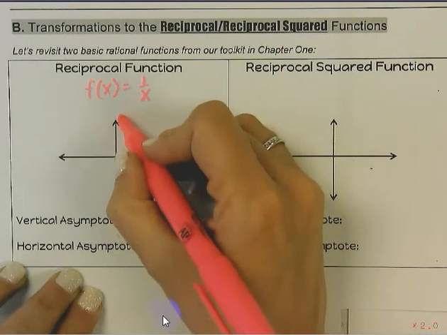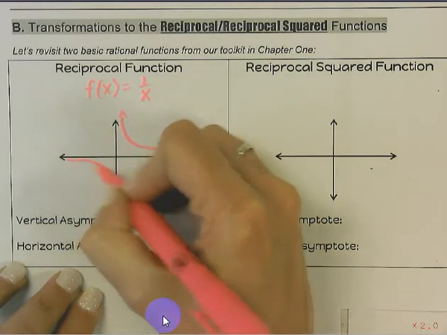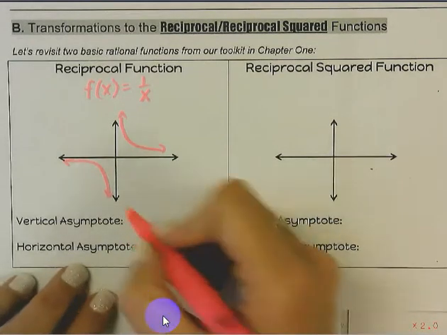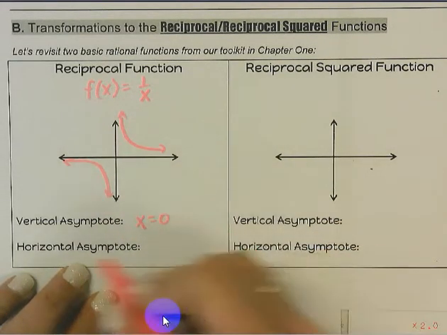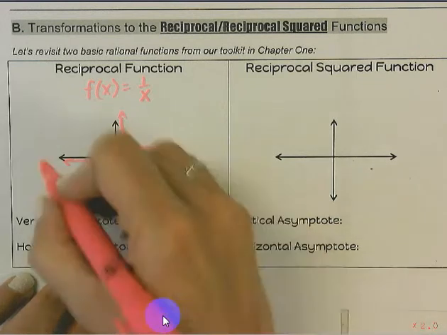And the graph looks just like this. It is in quadrants 1 and 3. And it hugs the asymptotes. Our asymptotes, the vertical one is the y-axis, so that's the line x equals 0. And our horizontal is our line y equals 0, which is the x-axis.